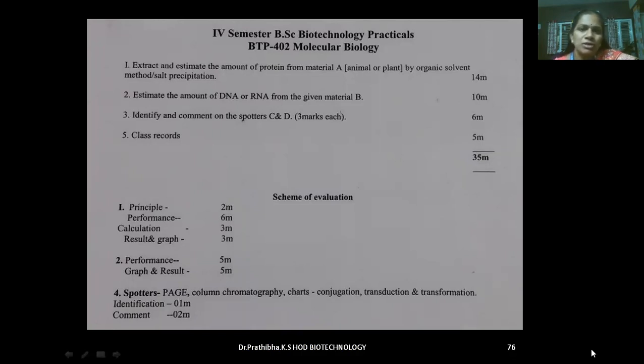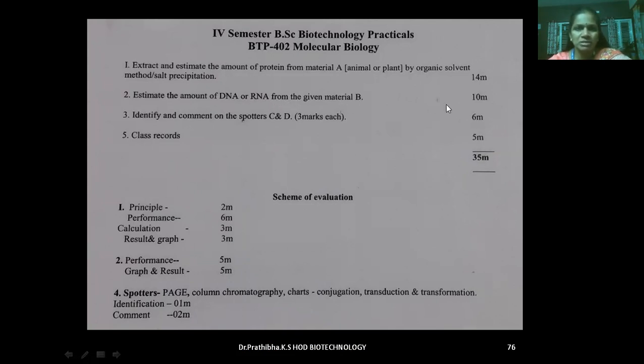Let us go through first the question paper and then the scheme of evaluation. Your paper BTP 402 molecular biology. Question number 1. Extract and estimate the amount of protein from the given material, animal source and plant source, by organic solvent method or salt precipitation method. You may get organic solvent method or you may get salt precipitation method.